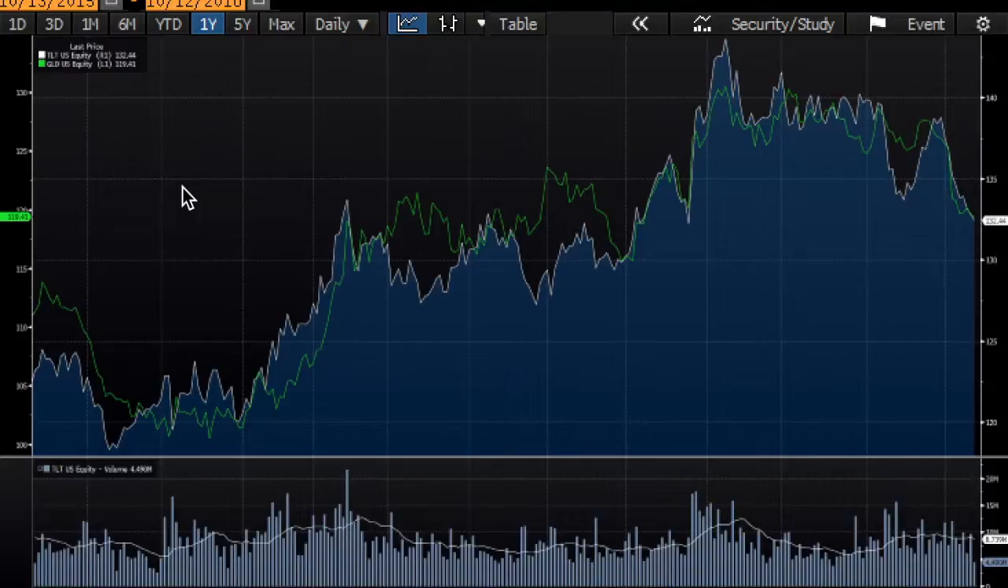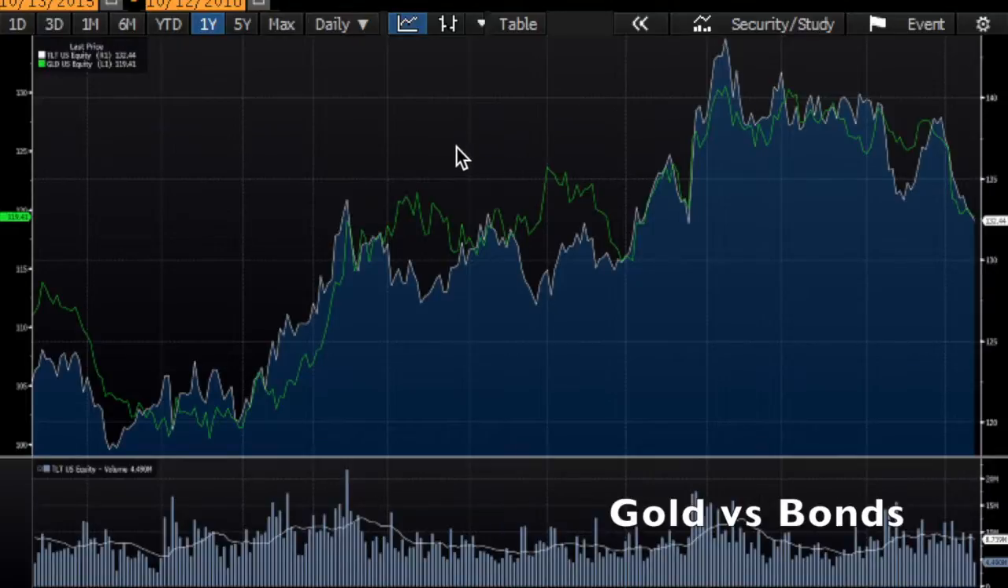So today we're going to take a look at gold versus bonds. In the green line here, we have gold, which is the GLD ETF, versus bonds, the 20-year Treasury ETF, the TLT. As you can see, over the last year the correlation has been almost 1. And so if you have a view on gold, you must have a view on rates.